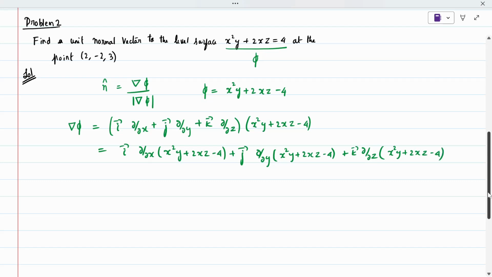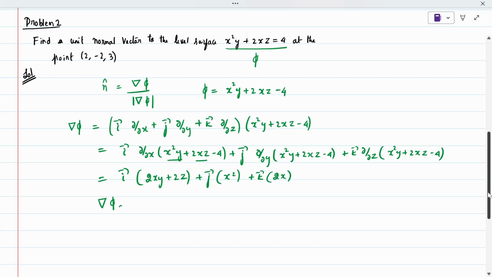So differentiate this, i vector as it is. With respect to x, I have to differentiate this x, this x. So 2xy plus 2z, plus j vector. When I differentiate, for j, I have y only in this, so x squared. K vector, I have it in this, k vector 2x.